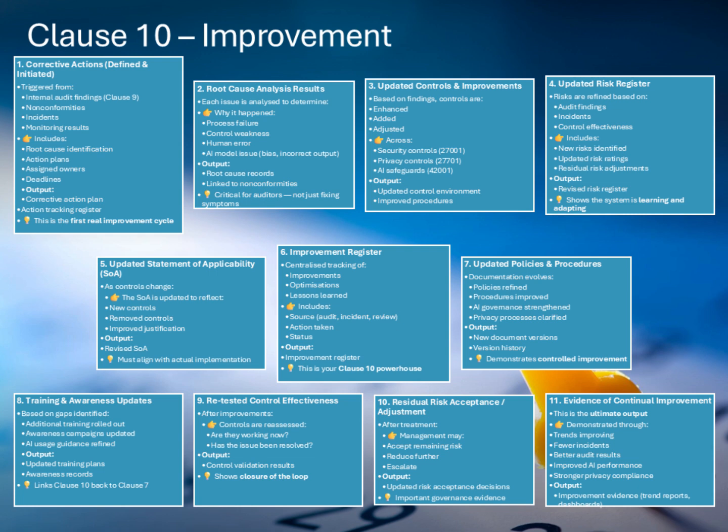Controls are then retested to confirm effectiveness, and management may reassess and accept residual risks where appropriate. And ultimately, this leads to the most important outcome of all, evidence of continual improvement. Trends improve, incidents reduce, performance strengthens, and the organization becomes more resilient over time. The key point is this. Clause 10 ensures the system does not stand still. It evolves, continuously improving security, strengthening privacy, and maturing AI governance.